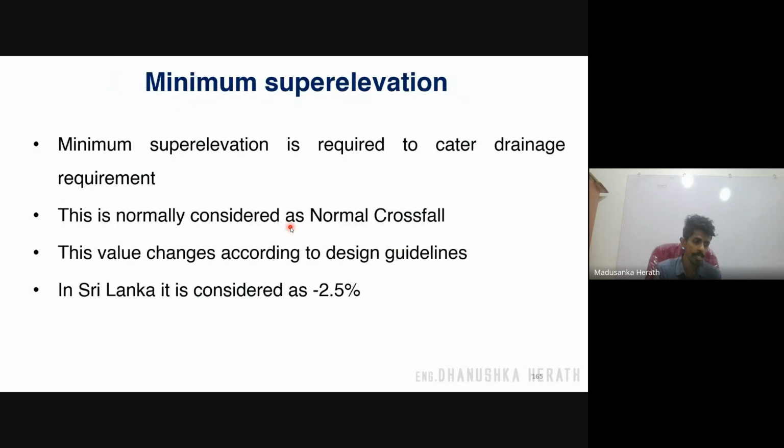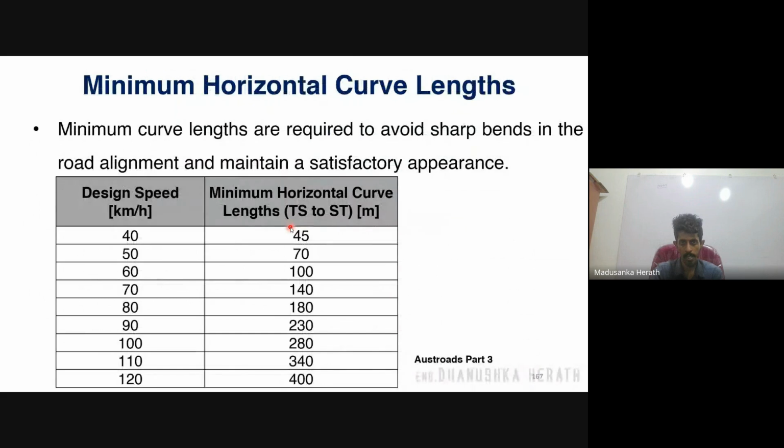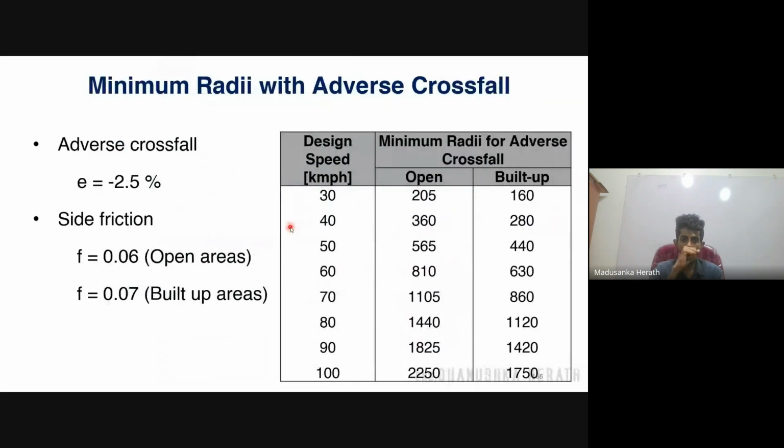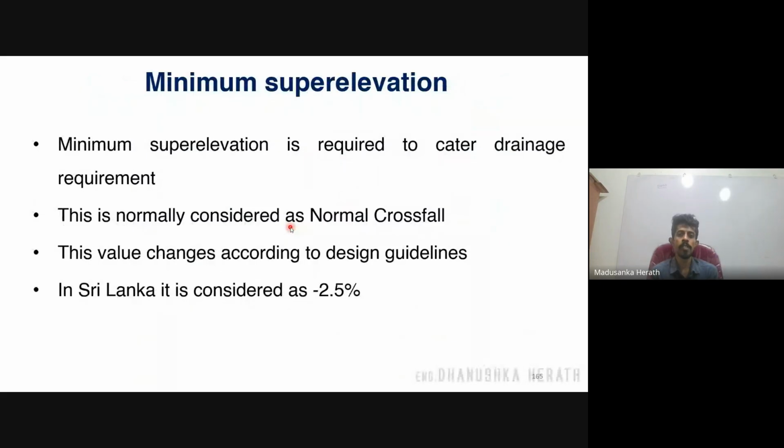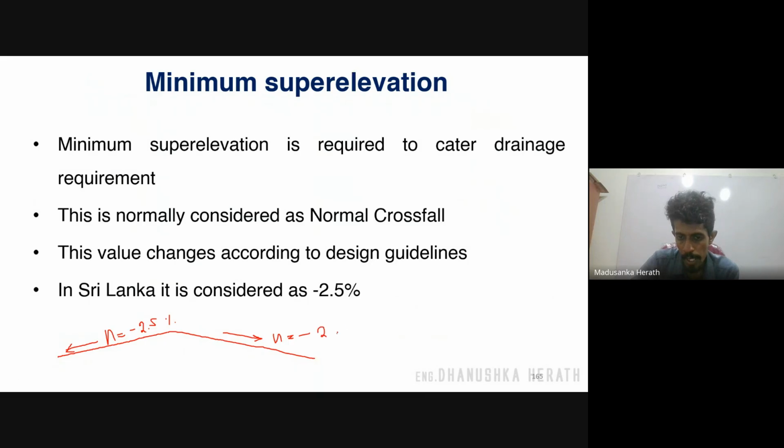Right. Then the super elevation. Minimum super elevation is required to cater for drainage. I have explained this one, right? In a normal road, we have a small super elevation like this. I explained this one previously. This is only for drainage purposes. We call this super elevation minus 2.5%. Here also this is minus 2.5%.